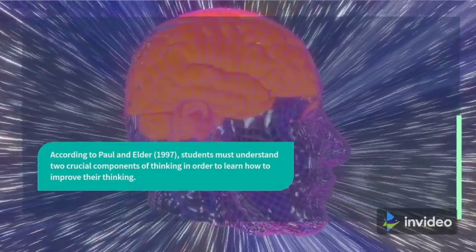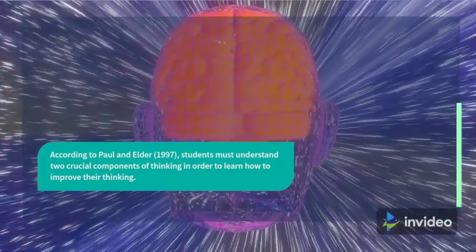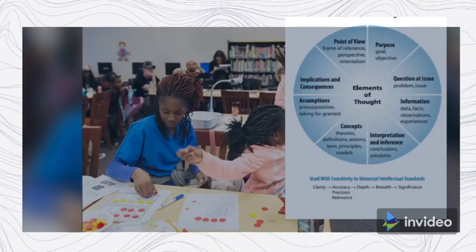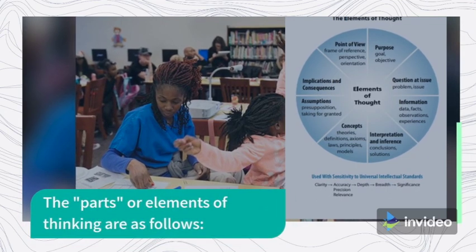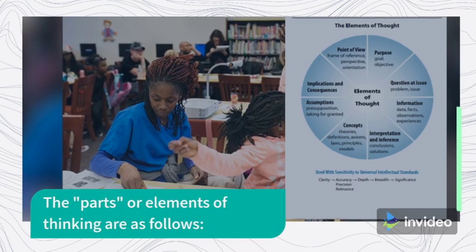According to Paul and Elder, students must understand two crucial components of thinking in order to learn how to improve their thinking. The parts or elements of thinking are as follows, sometimes referred to as the wheel.